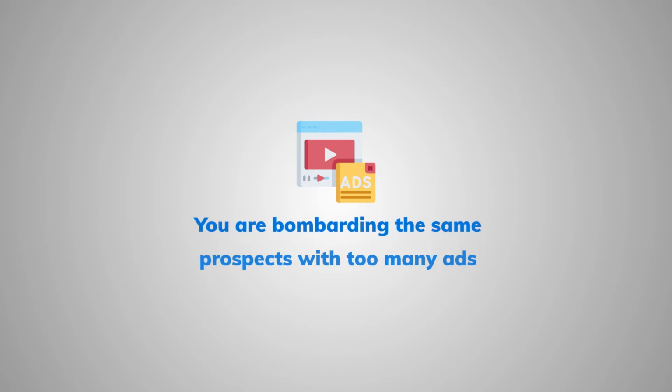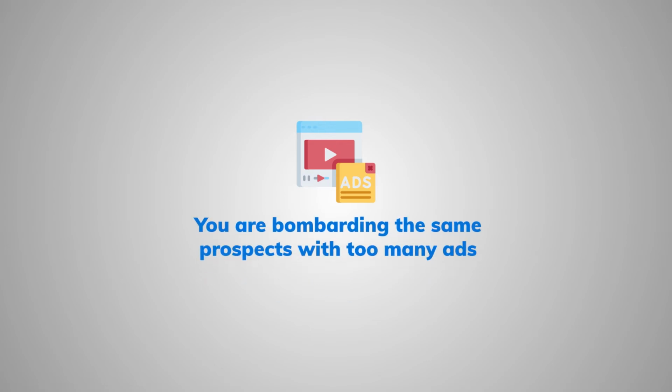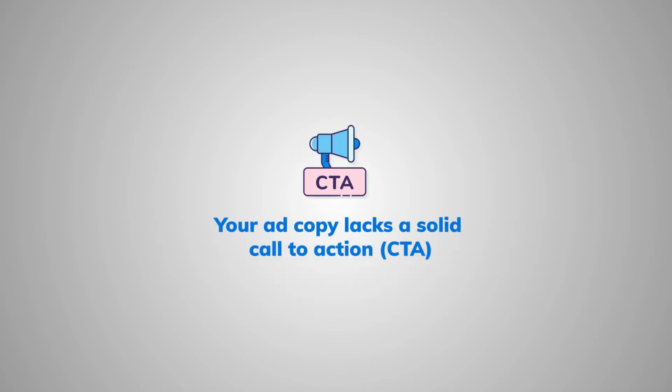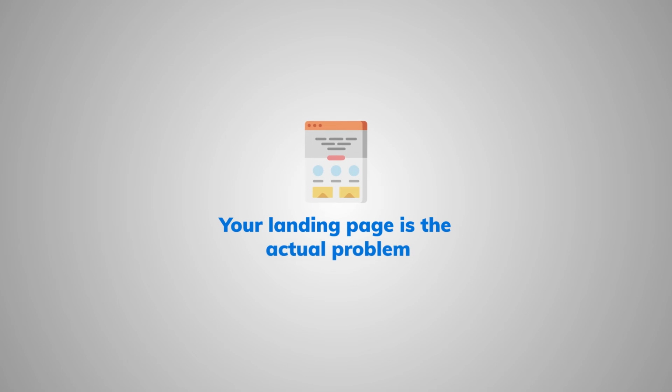This could happen because you're bombarding the same prospects with too many ads, irrelevant search queries trigger your ads, your ad copy lacks a solid call to action, or your landing page is the actual problem. The problem with poor lead generation can usually be traced back to something in your control, which is the bad news. But it's not all bad news though, because it also means that the solutions are in your power as well. Here's what you can do to improve lead generation.